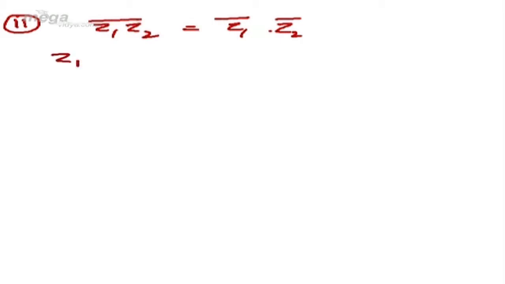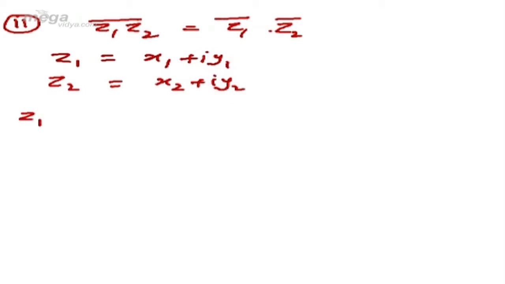Now we come to the second property, that is (Z1 into Z2) whole bar is equal to Z1 bar into Z2 bar. Now the two complex numbers Z1 and Z2 are taken and they are multiplied together. That is, Z1 is equal to x1 plus i y1 and Z2 is equal to x2 plus i y2. And if we multiply Z1 and Z2 you will get (x1 plus i y1) into (x2 plus i y2).